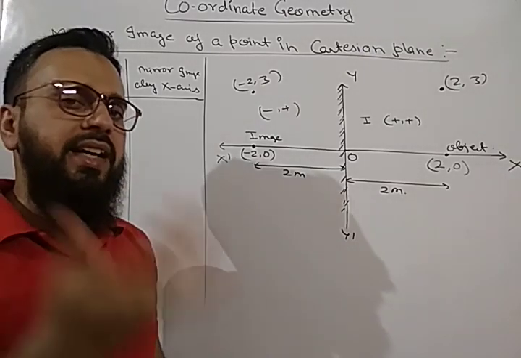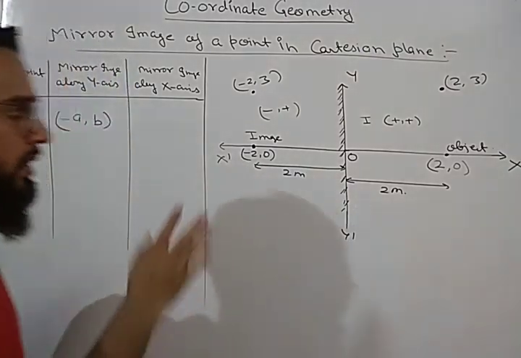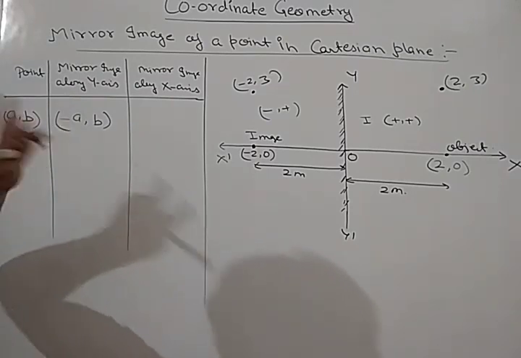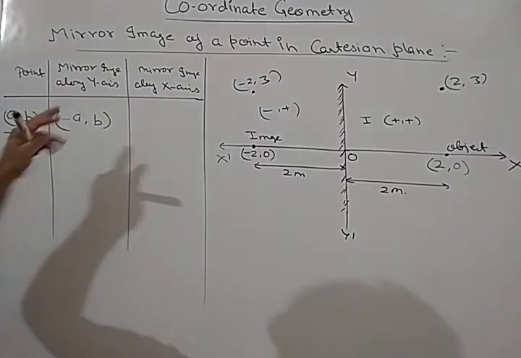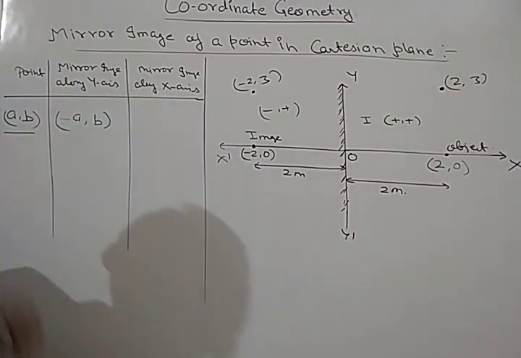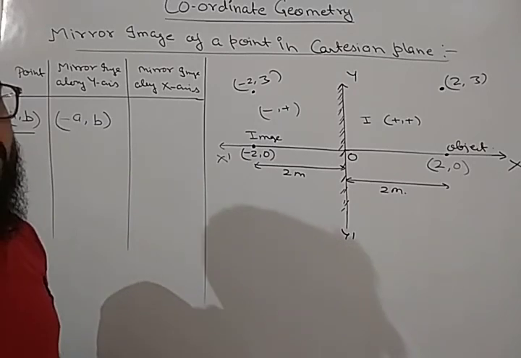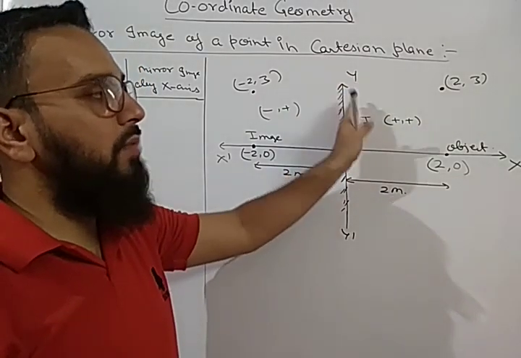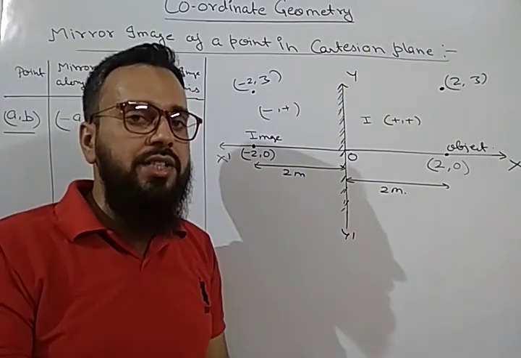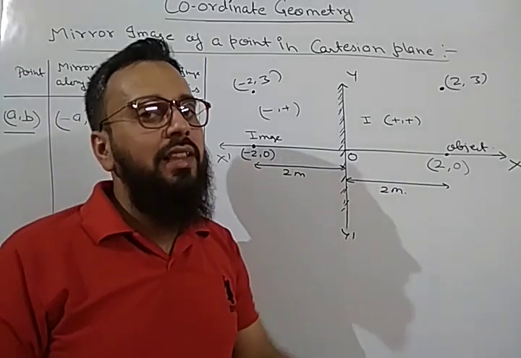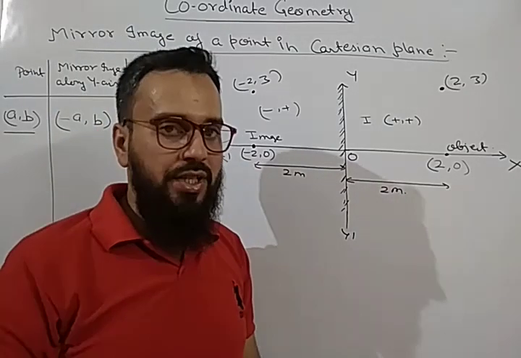Now a and b may take any value, maybe positive, maybe negative, but if we are taking the mirror image along y-axis, then the sign of x coordinate will change. If it is plus, then it becomes minus. If it is minus, then it will become plus. Similarly, if you find the mirror image along x-axis, now you can understand it very well. When we find the mirror image along y-axis, the sign of x coordinate changes. Similarly, if we find the mirror image along x-axis, then the sign of y coordinate will change.